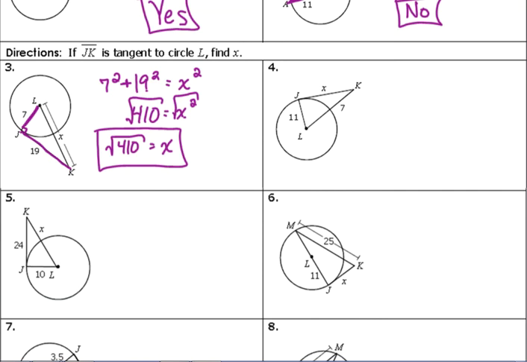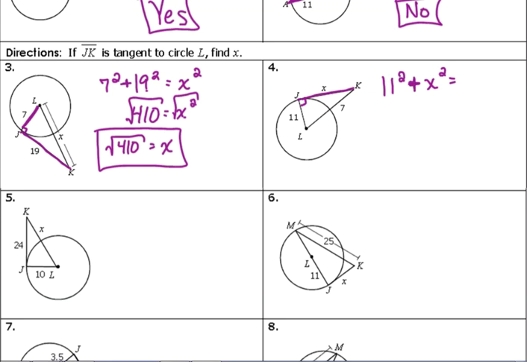All right, let's look at number 4. Okay, again, we are assuming that that is a tangent line. So we're going to go ahead and draw in our right angle. This time, our radius, they give it to us, 11 squared. That's one of our legs. Okay, our tangent is x. So we square that. It's equal to our hypotenuse squared.